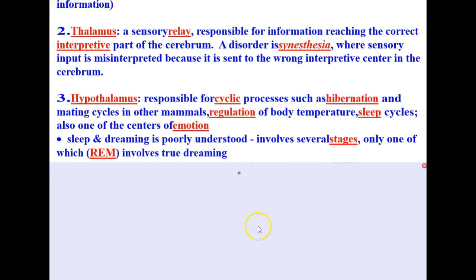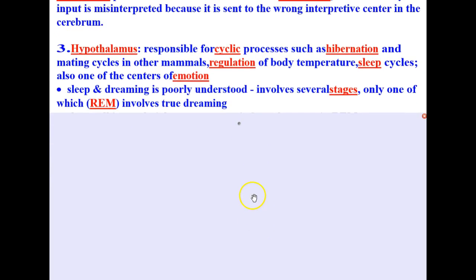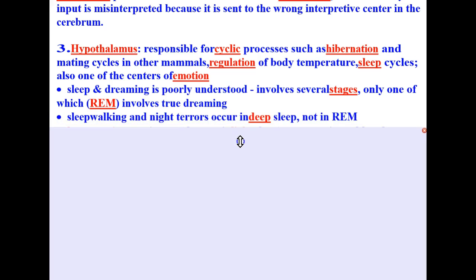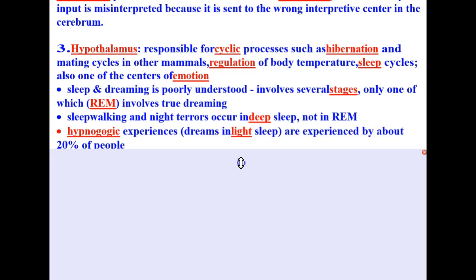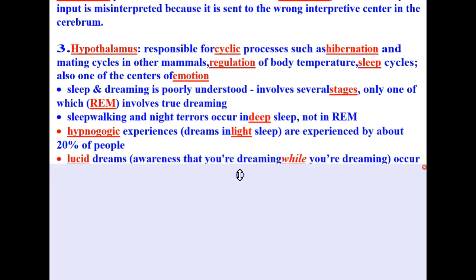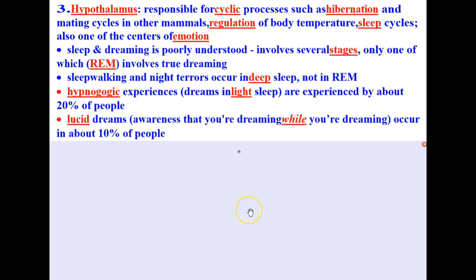Sleep and dreaming is poorly understood. It involves several stages, only one of which, REM, rapid eye movement, involves true dreaming. Sleepwalking and night terrors occur in deep sleep, not in REM. Hypnagogic experiences, dreams in light sleep, are experienced by about 20% of people. Lucid dreams, this is being aware that you're dreaming while you're dreaming, occurs in about 10% of people.